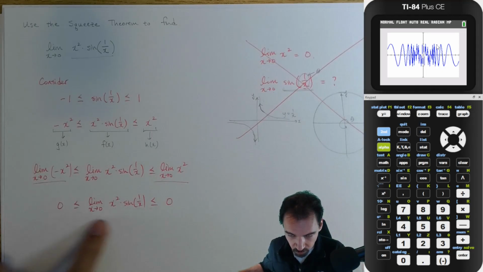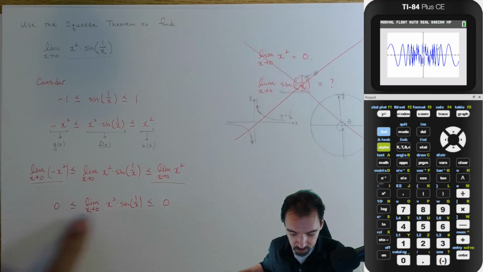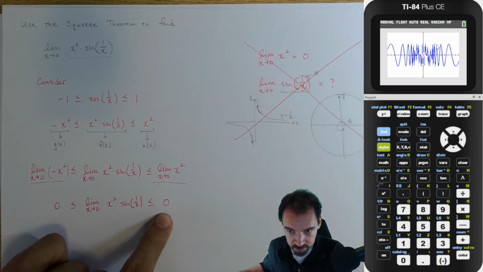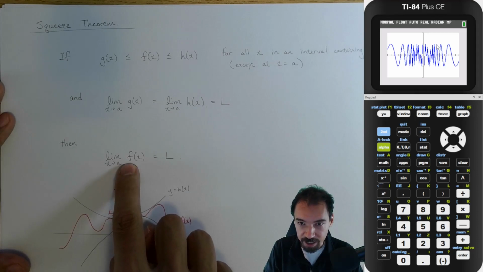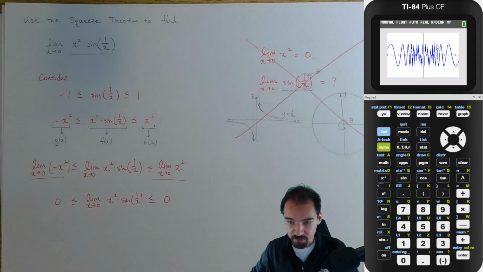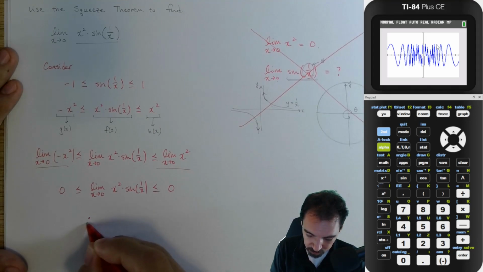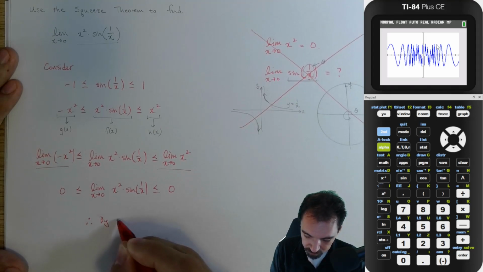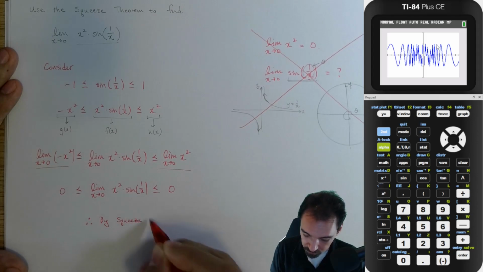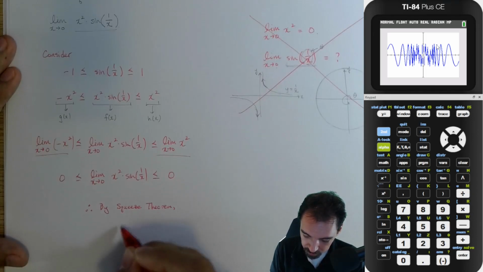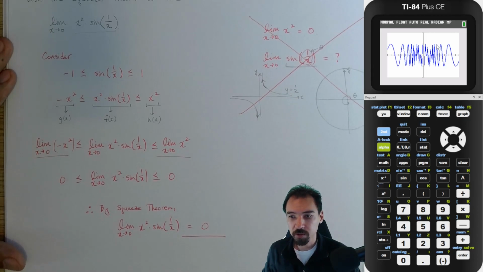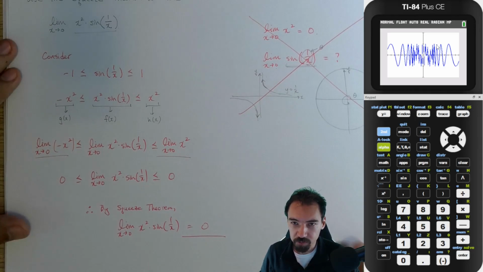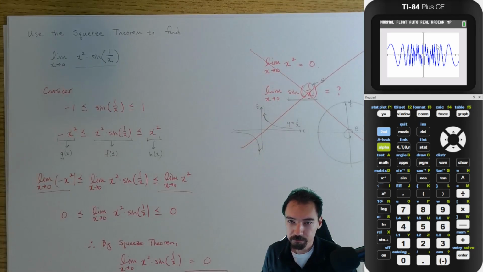Well, the only number that can be greater than or equal to 0, but also less than or equal to 0, is the number 0, which is the conclusion here: the limit of the inside function has to match the limits of the outside function. So we would say, therefore, by the squeeze theorem, the limit as x approaches 0 of x squared times sine of 1 over x is equal to 0. Proof complete. That is how we have to approach a problem like this.